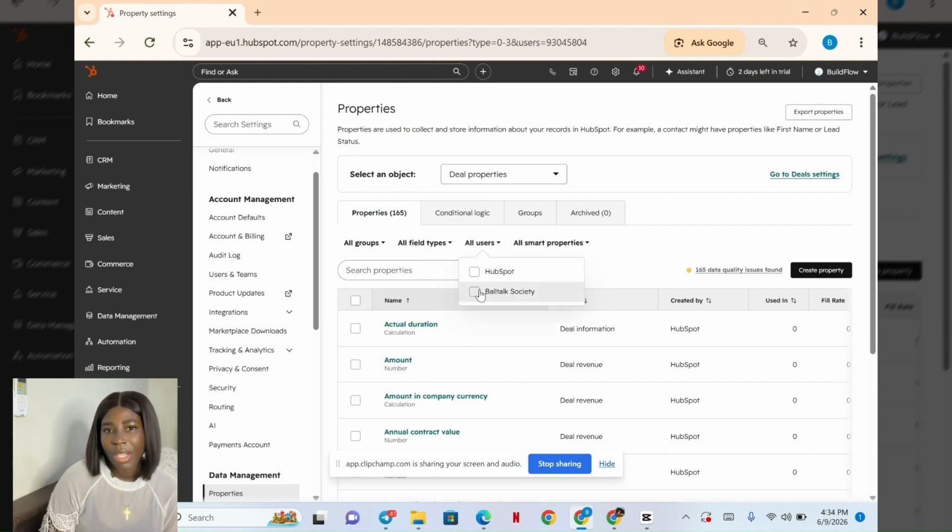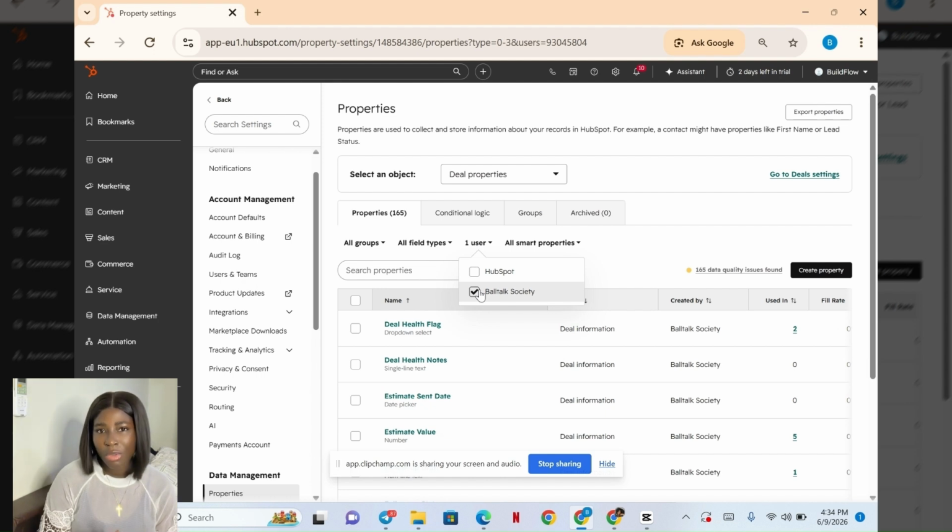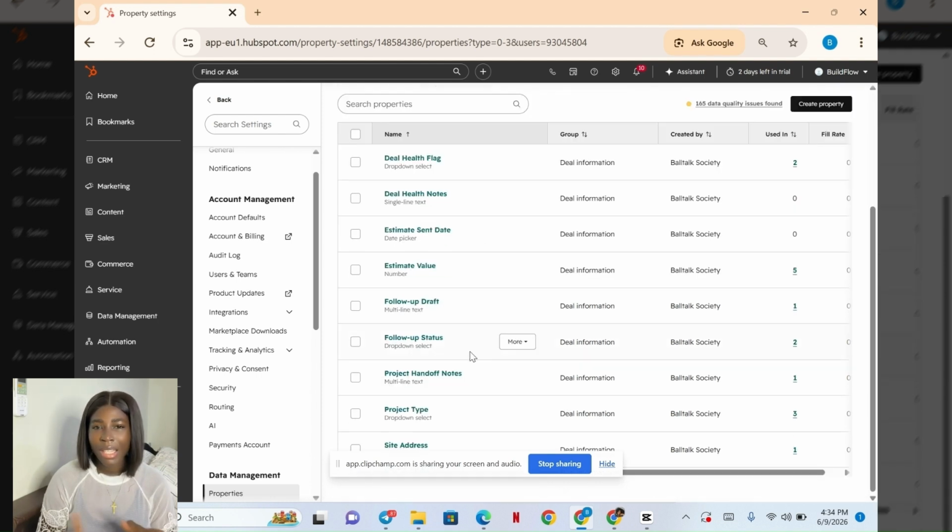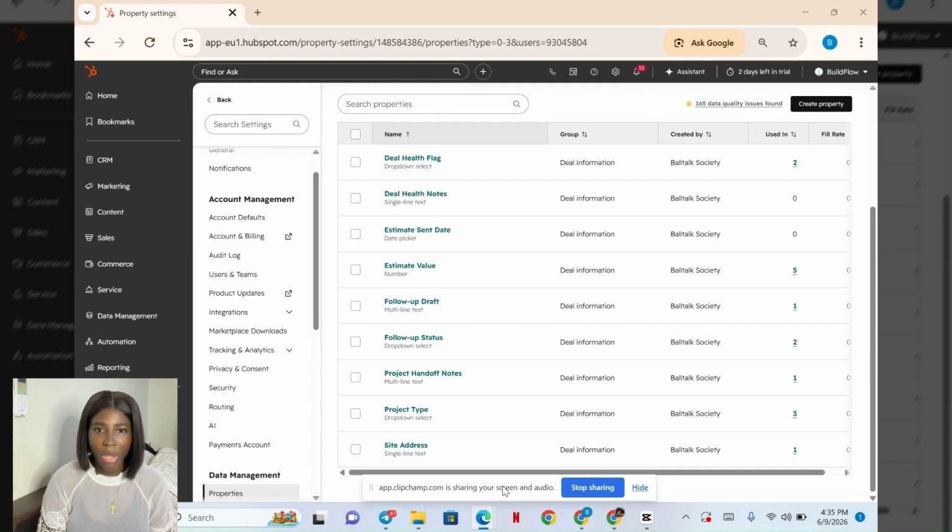And so the deal properties, this is where the sales context lives. We are talking about the project type, the site address, the estimated value, the estimate sent date. All of these specifics feed into how the trade contractor actually sells. And when you take something like the site address, we need to know where the site address is, so that we know: is this in our service area?